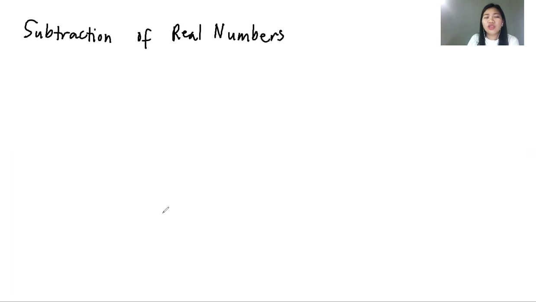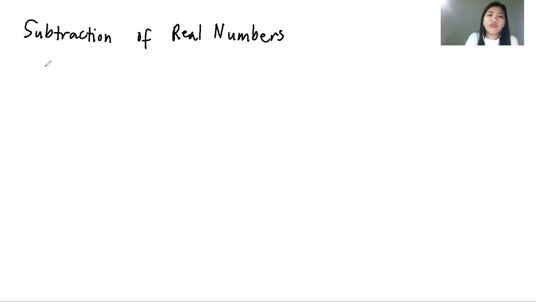Last time we discussed the addition of real numbers. Today, we are going to identify the subtraction of real numbers. It's very important that we understand the addition of real numbers because we will be using the rules for the addition of real numbers when we are dealing with the subtraction of real numbers. So what is the process of subtraction of real numbers?